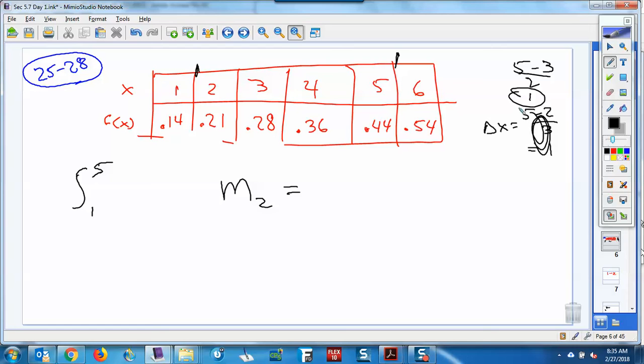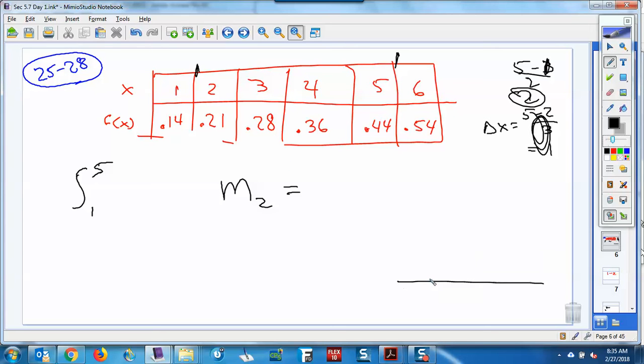You don't have it. So when you have a table of data, you're always limited. If you want to do a midpoint, you've got to make sure you've got a point there. And so that's why you do fewer subdivisions. That's why on 27, they did it with 2 also. So anyway, we go 1 to 5. So this is going to be a width of 2.